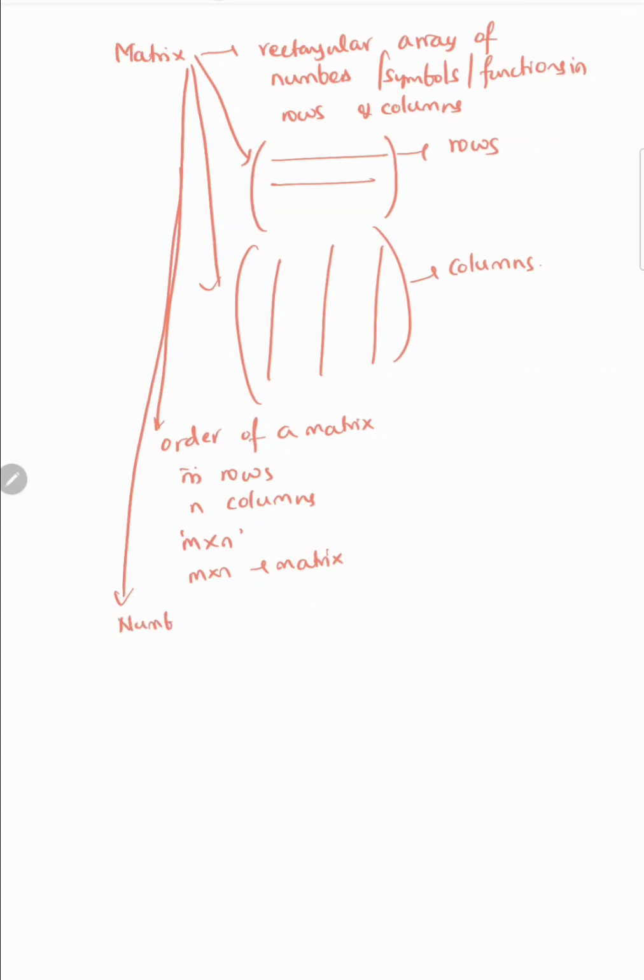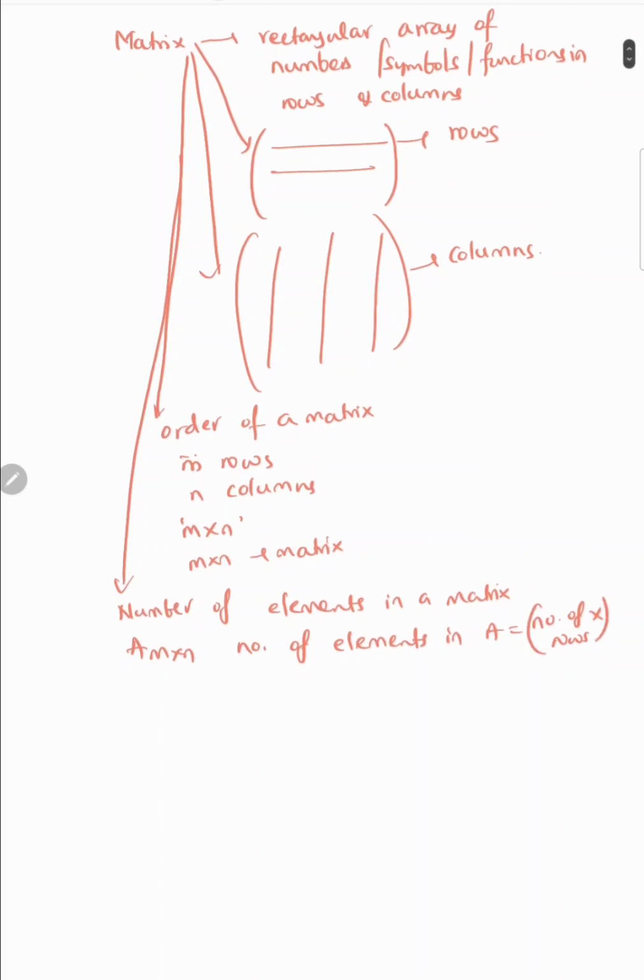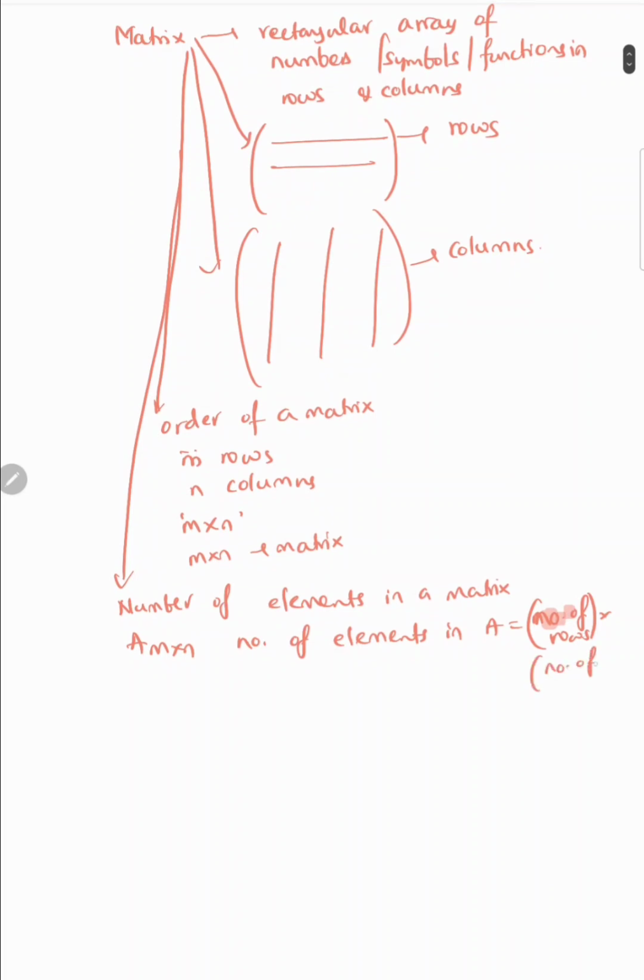Number of elements in a matrix. If A is a matrix of order m by n, then the number of elements in A is equal to the number of rows multiplied with the number of columns.